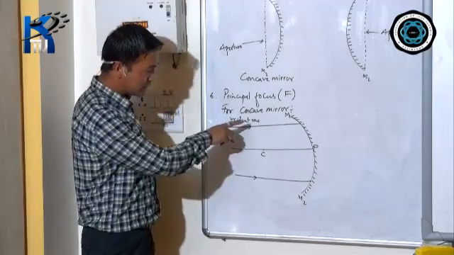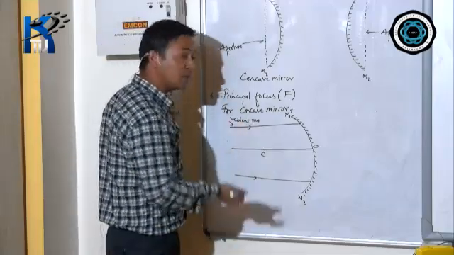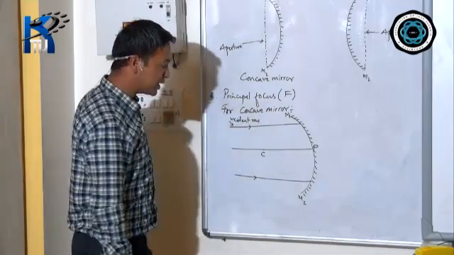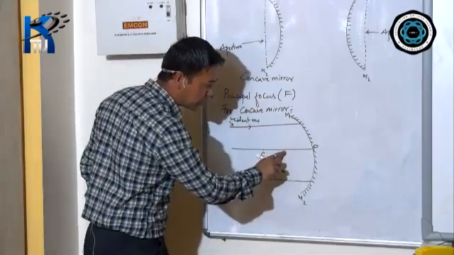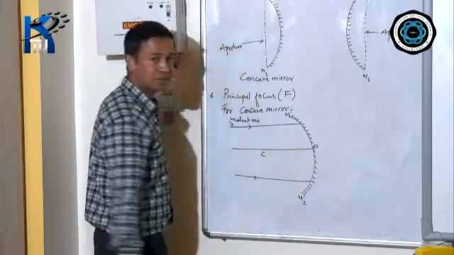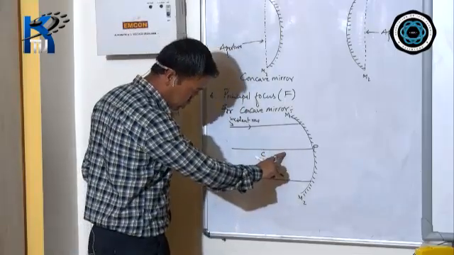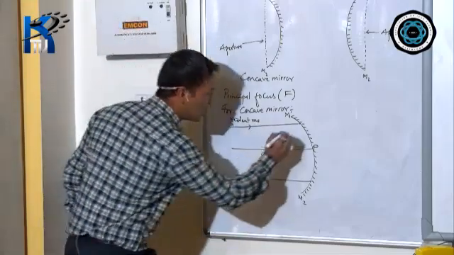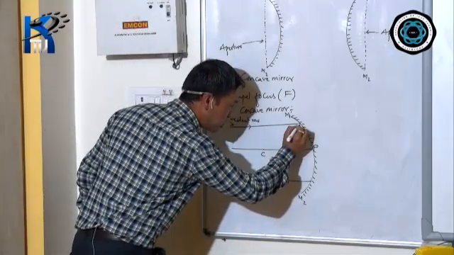So what happens when the light is incident in this manner? Light definitely reflects because it's a mirror. But when the light reflects, it always passes through a point which lies on the principal axis. And that particular point I'm going to draw in the diagram. That point is called the principal focus. So let me draw the rays, the reflected rays.